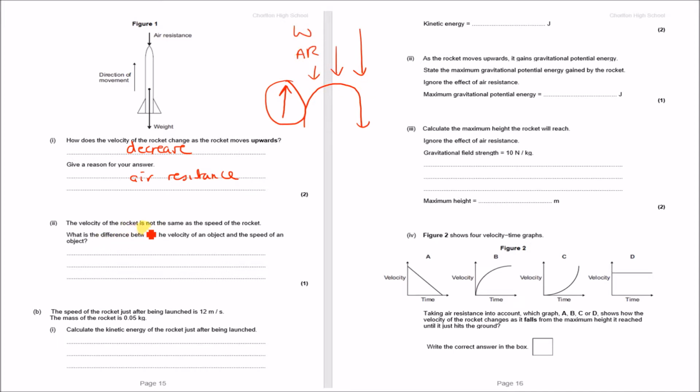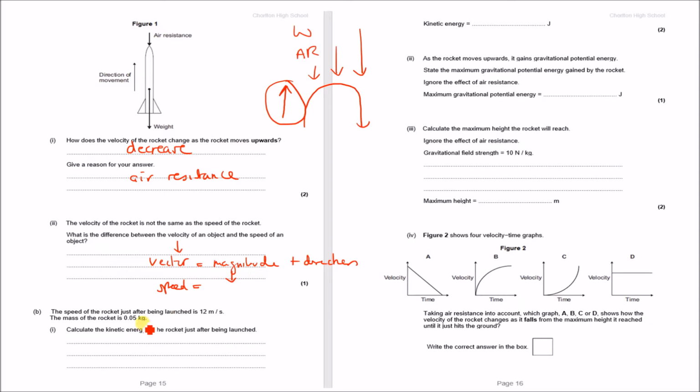The velocity of the rocket is not the same as the speed of the rocket. What is the difference between velocity and speed? Well, we talked about this before. Velocity is a vector, okay, and that has a magnitude and a direction. Speed only has a magnitude.